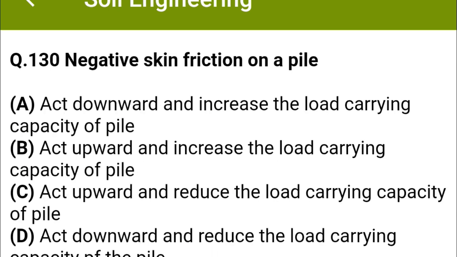Negative skin friction on a pile. Option A, acts downward and increases the load carrying capacity of pile. Option B, acts upward and increases the load carrying capacity of pile. Option C, acts upward and reduces the load carrying capacity of pile. Option D, acts downward and reduces the load carrying capacity of the pile. The correct answer is option D, acts downward and reduces the load carrying capacity of the pile.